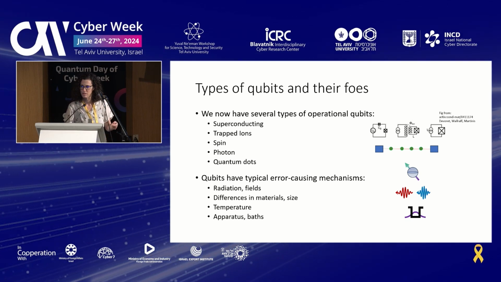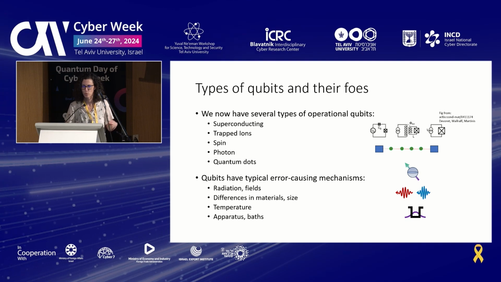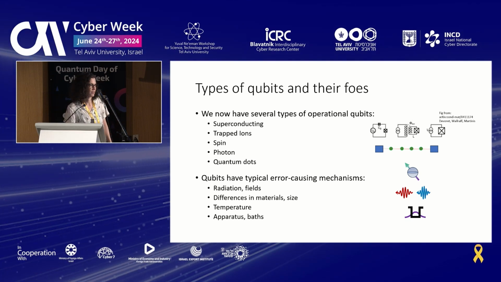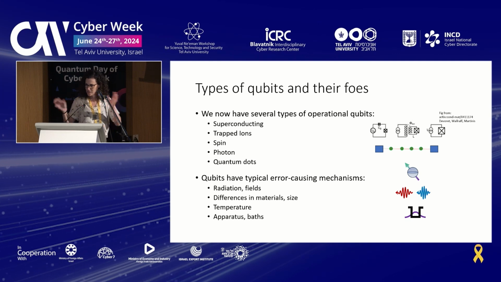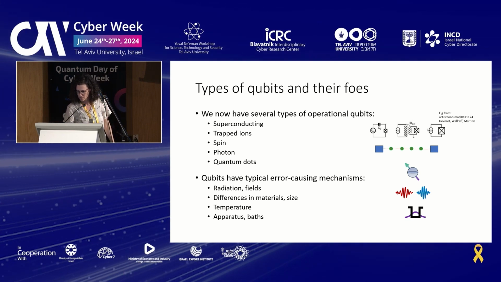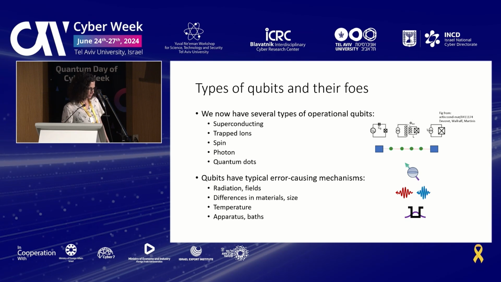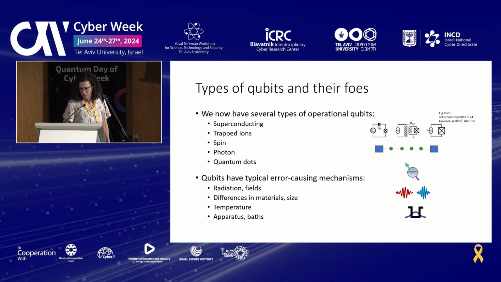Apparatuses, how we approach the system. How do we couple to the system? How do we measure? How do we read out? What sorts of bath does the system couple to? Okay, and this is very general. Each of these systems is more prone to one or another, but generally qubits are sensitive objects.